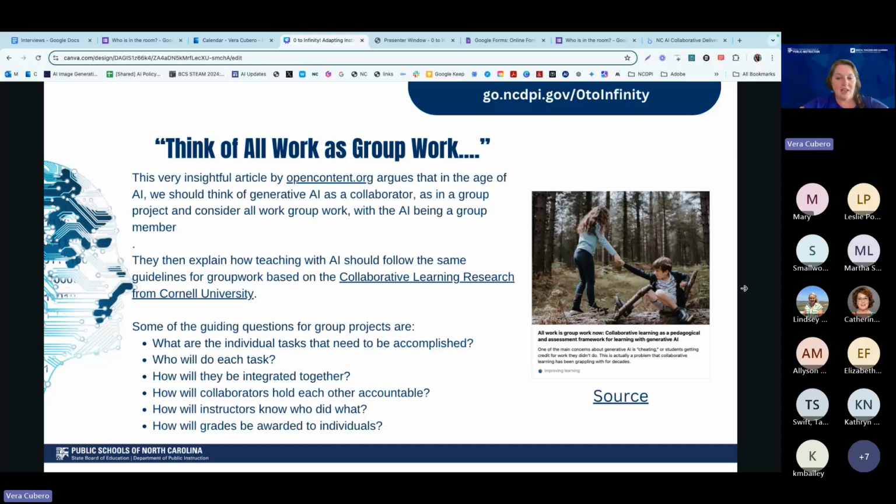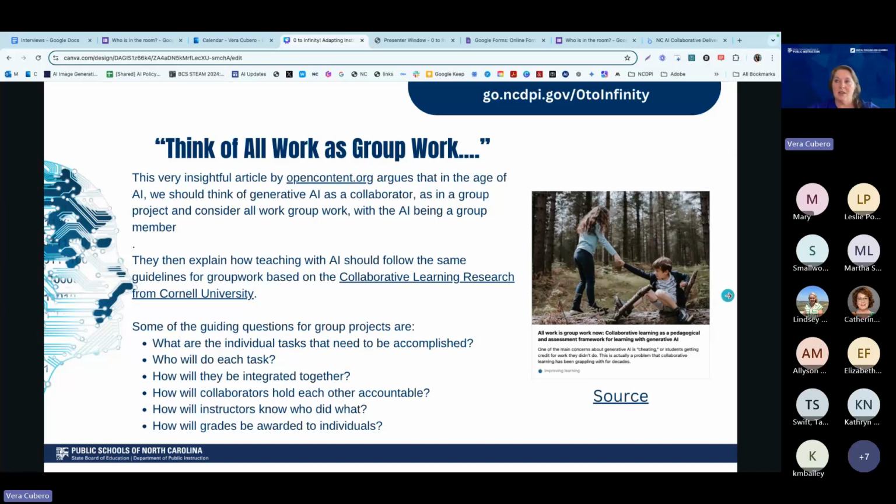face the fact that it is a tool that they have at their disposal on their phones, on their devices, on their home computers. And so, we have to think about what if that is a silent partner, what task do they need to accomplish? Who's going to do each task? How will they be integrated? How will collaborators hold each other accountable? How will instructors know who did what? How will grades be awarded? And so all of those things you consider when you're assigning collaborative groups.